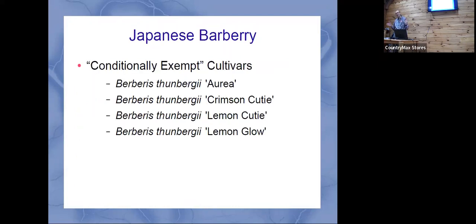Now, if you really have to have a barberry, there are 4 cultivars that are sterile that the state will legally allow nurseries to sell. So if you're out at a nursery and see them selling barberry, they're probably not breaking the law. It's probably one of these 4. So if somebody really has to have a barberry, there are some sterile cultivars that it is legal to sell.